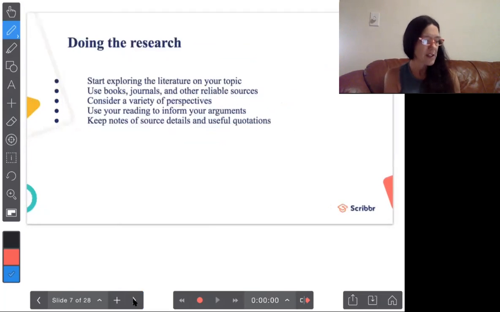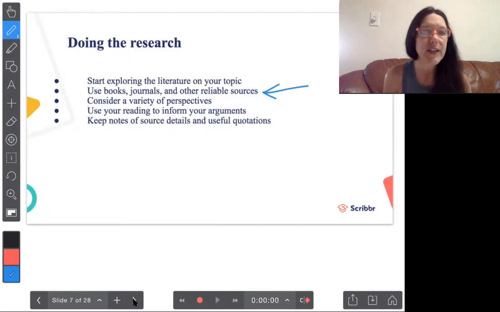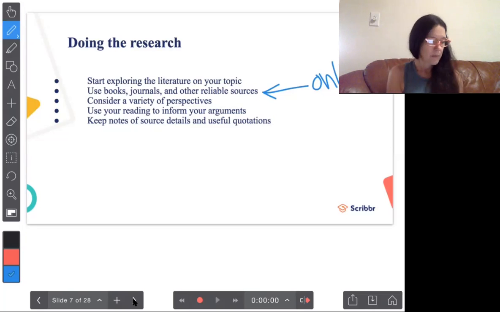All right, explore the literature, books, journals, and other reliable sources. Unless we can find it online, we're not going to the library and looking up books. Okay, well, we definitely can't now, but even in general. Variety of perspectives. Why do you need that?